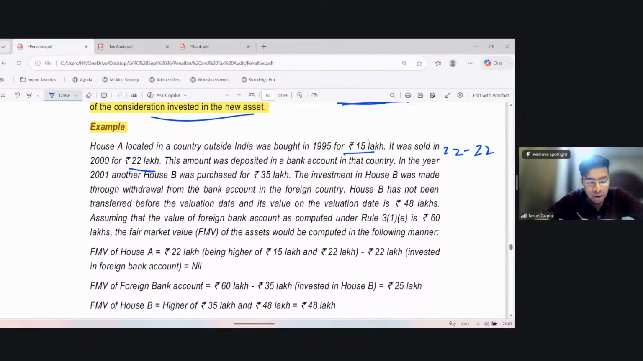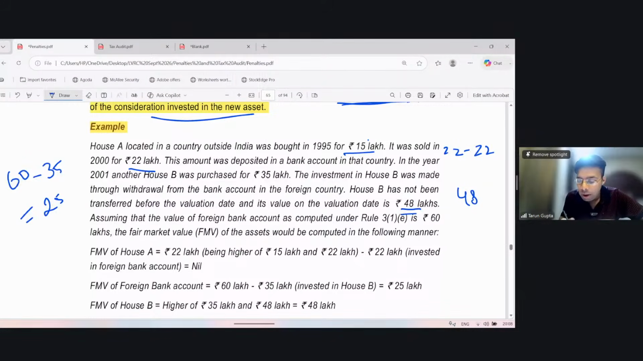In the year 2001, another house B was purchased for 35 lakh. Okay. The investment in house B was made through withdrawal from the bank account in the foreign country. So whatever value I determined for the bank, I will reduce such value by 35 lakh, because this 35 lakh shall be taken care of in the valuation of house B. House B has not been transferred before the valuation date, because I still hold it, and its value on the valuation date is 48 lakh. So house B is 48 lakh. Assuming that the value of the foreign bank account as computed under Rule 3 is 60 lakh. So out of the 60 lakh, I have used 35 lakh for purchase of house B. So this is there in the valuation of house B. So to avoid double counting, I will reduce 60 lakh by 35 lakh. So this comes to 25 lakh.